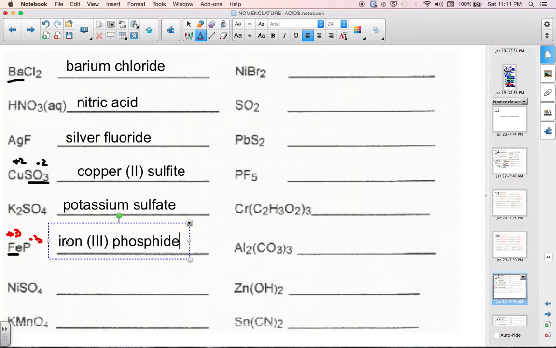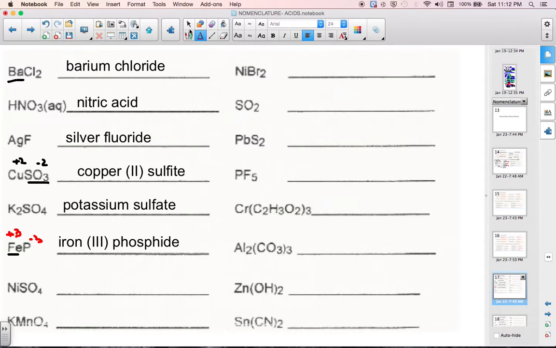Phosphide. I do sometimes have students write phosphite like this. It doesn't have oxygen, so make sure you write IDE at the end when it's binary. Okay, that's a common mistake.